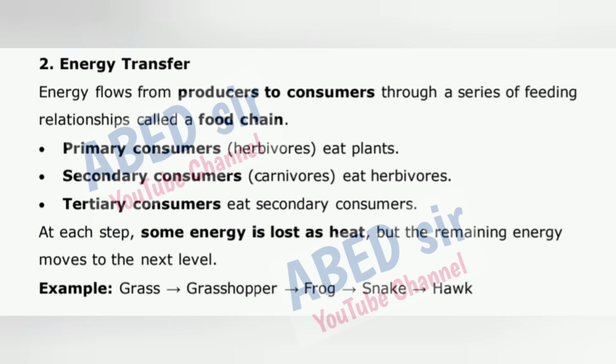Primary consumers, herbivores, eat plants. Secondary consumers, carnivores, eat herbivores. Tertiary consumers eat secondary consumers. At each step, some energy is lost as heat, but the remaining energy moves to the next level. Example: grass, grasshopper, frog, snake, hawk.